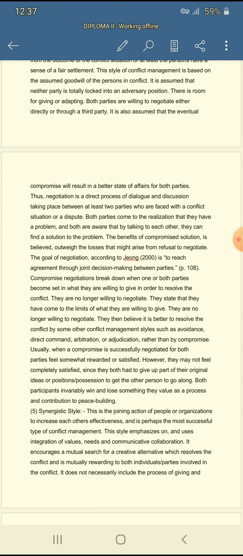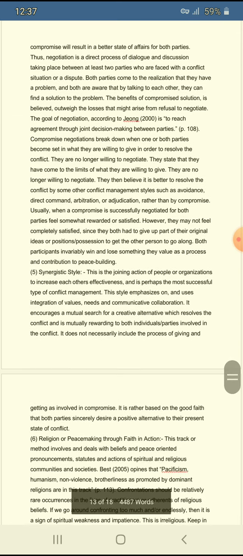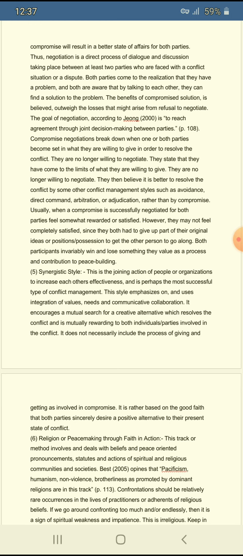A win-win situation from the outcome of the conflict situation, or at least the persons have a sense of a fair settlement. And this style of conflict management is based on the assumed goodwill of the persons in the conflict. It's a deliberation between the two, most especially the one that happens between the government and the labor people.